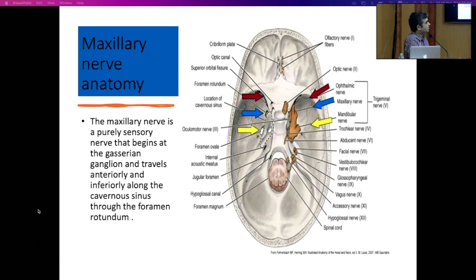So as you can see here, this is the trigeminal ganglion, this is the mandibular nerve coming out of foramen ovale, this is the maxillary nerve at foramen rotundum, and this is the ophthalmic nerve at the superior orbital fissure. The maxillary nerve is a pure sensory nerve that begins at the trigeminal ganglion and travels anteriorly and inferiorly along the cavernous sinus through the foramen rotundum. So this is foramen ovale and the blue one is foramen rotundum.